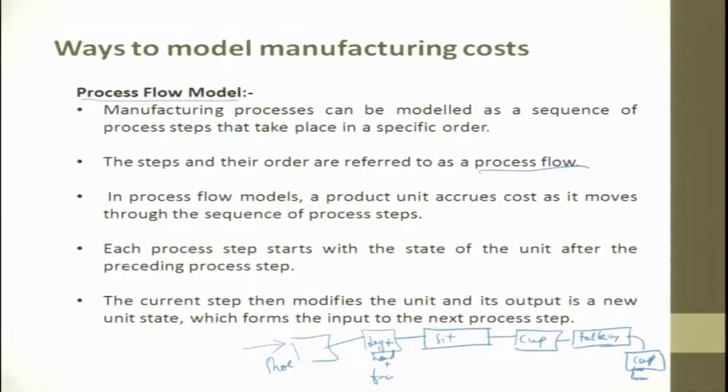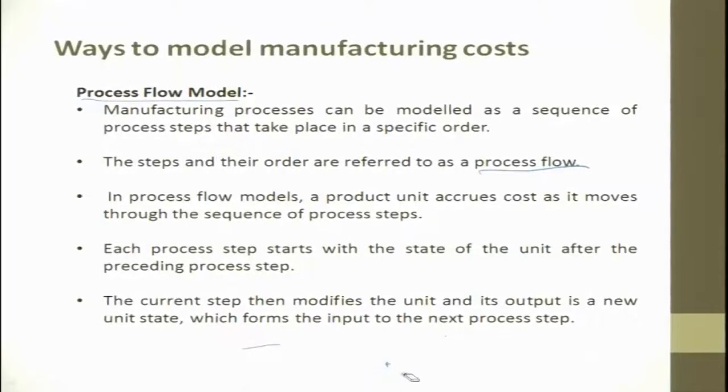Each process step starts with the state of the unit after preceding process steps. That means, here I have assumed every product undergoes every step. The current step then modifies the unit and its output is a new unit state which forms the input of the next step. For example, every state, if you are not interested in this example, you can try to remove it. I will try to give another example.